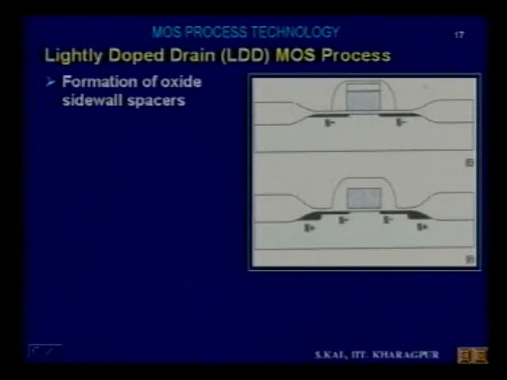After the formation of oxide sidewall spacer, then comes source and drain implant. So this is N plus and N plus source and drain. This is implanted here and here. This is N plus source and this is N plus drain, because the sidewall spacer will prevent implantation below this region. Then this region will remain as N minus. So only the region left outside the sidewall spacer will be implanted N plus and N plus. Okay, source and drain implant.